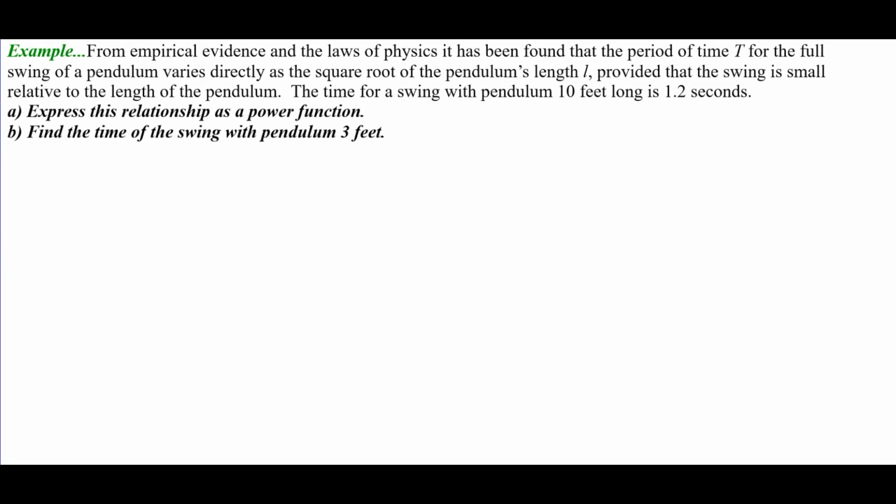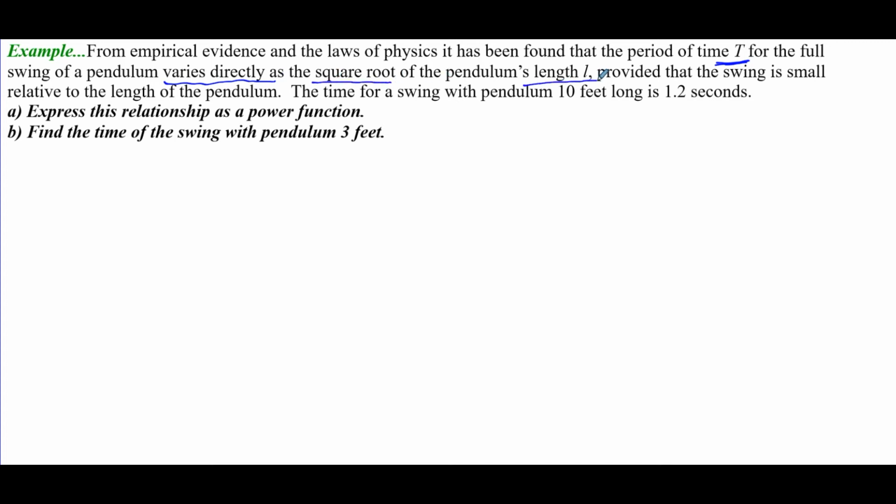Looking at a couple more modeling problems. These are going to be some word problems. We're just going to practice looking through these and finding the information that we need. So this one, from empirical evidence and laws of physics, it has been found that the period of time t, so there's a variable that's going to be important, for the full swing of a pendulum varies directly, so those are important keywords, as the square root of the pendulum's length.